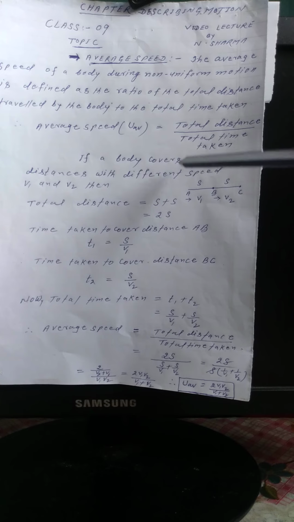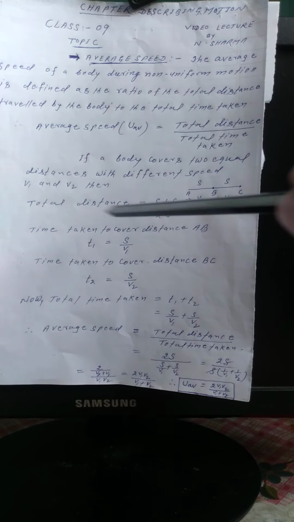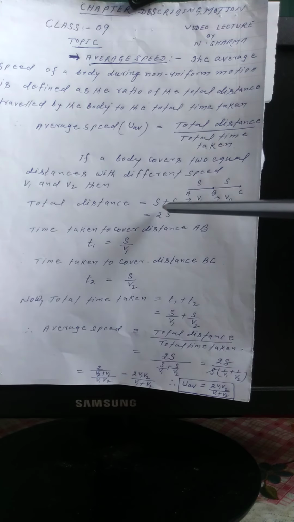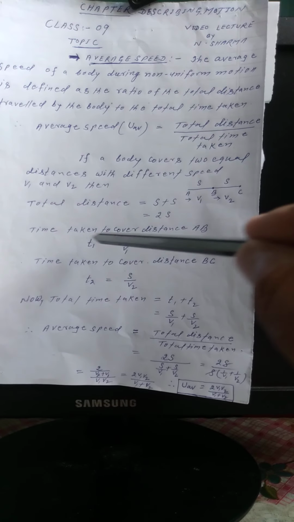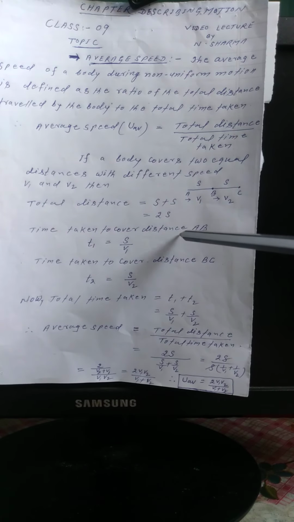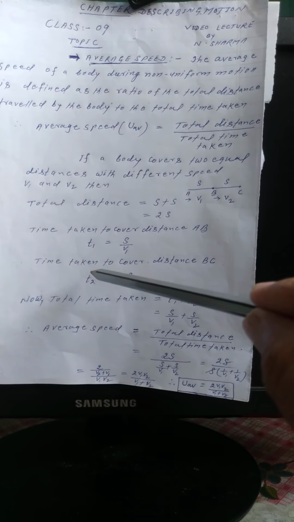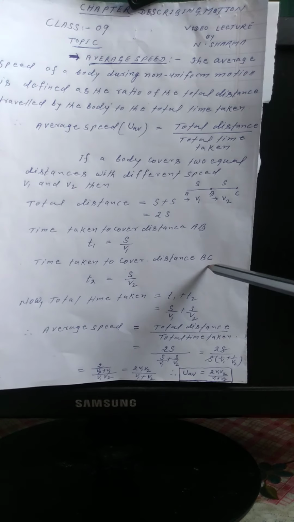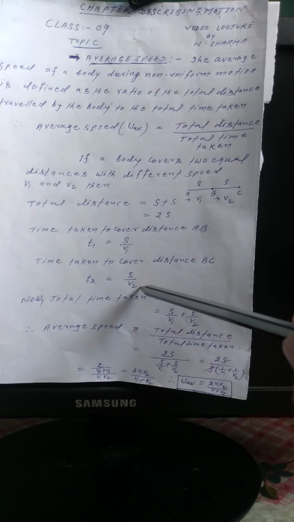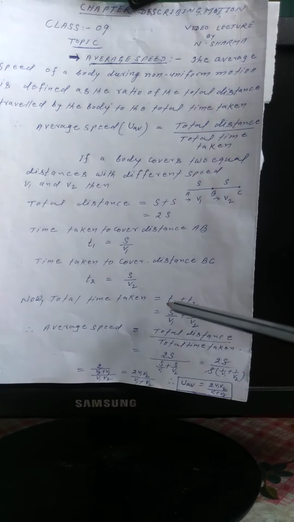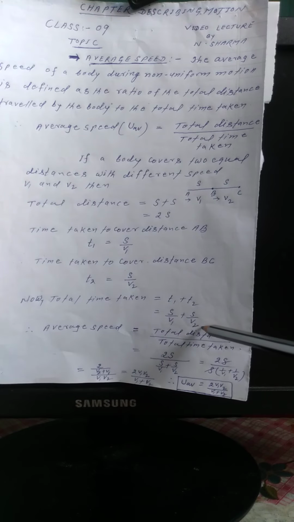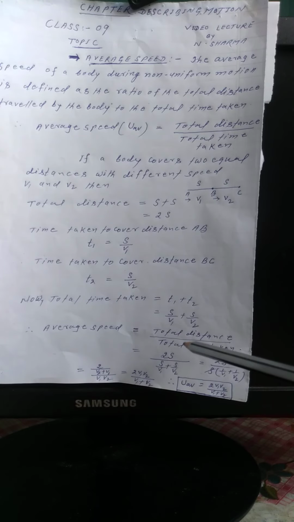If a body covers two equal distances with different speeds v1 and v2, then total distance is equal to s plus s, 2s. Total time taken to cover distance AB, T1 is equal to S by V1. Time taken to cover distance BC, T2 is equal to S by V2. Now total time taken T1 plus T2 is S by V1 plus S by V2. Therefore average speed is equal to total distance by total time taken.